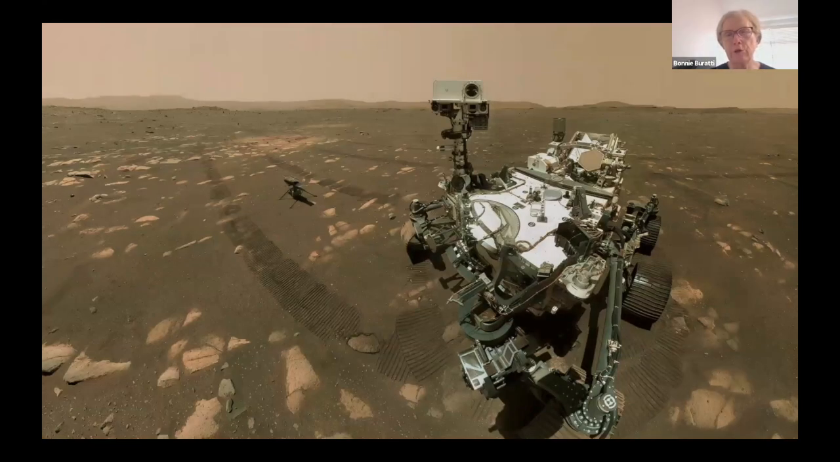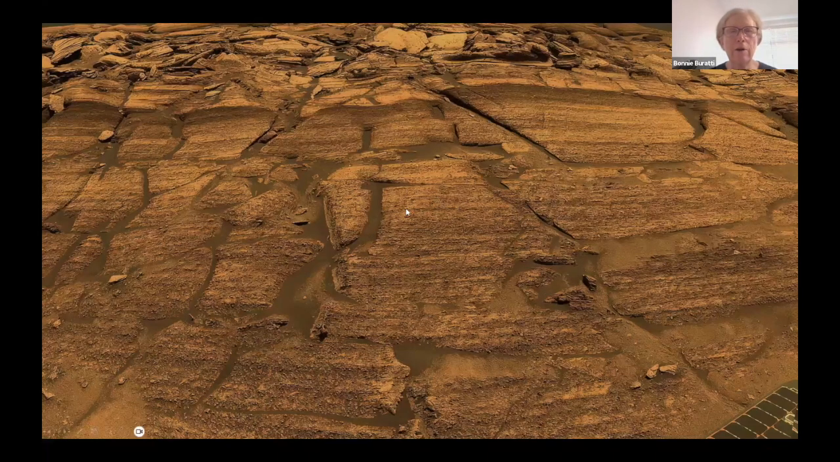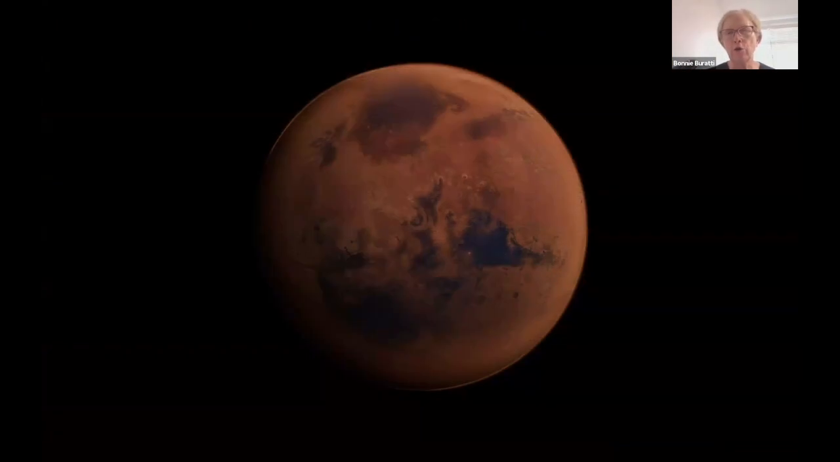Because if you look on the surface of Mars, this is the Mars 2020, and that's our little helicopter, Ingenuity. And if you look at some of these rocks, some of them really look like they have episodes of standing water where sedimentary rocks had formed. Okay, and this is what Mars looks like today.